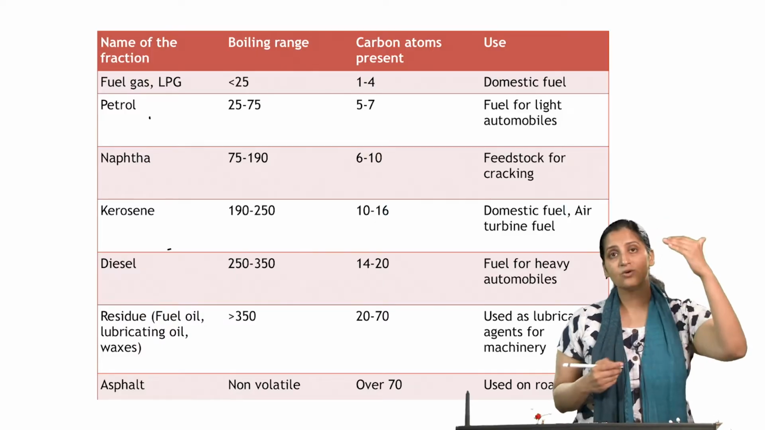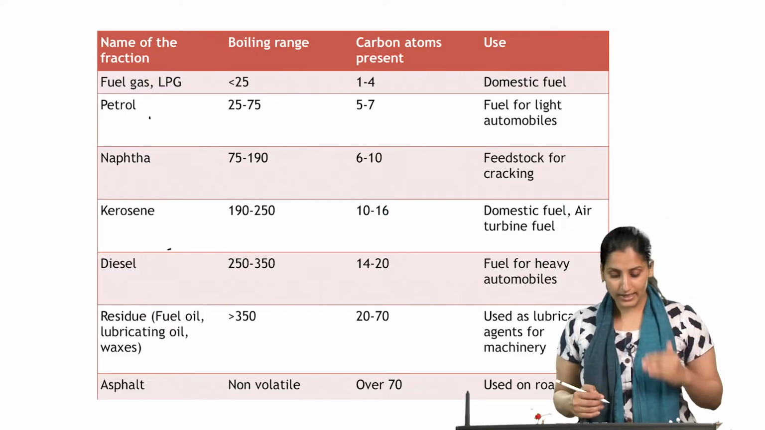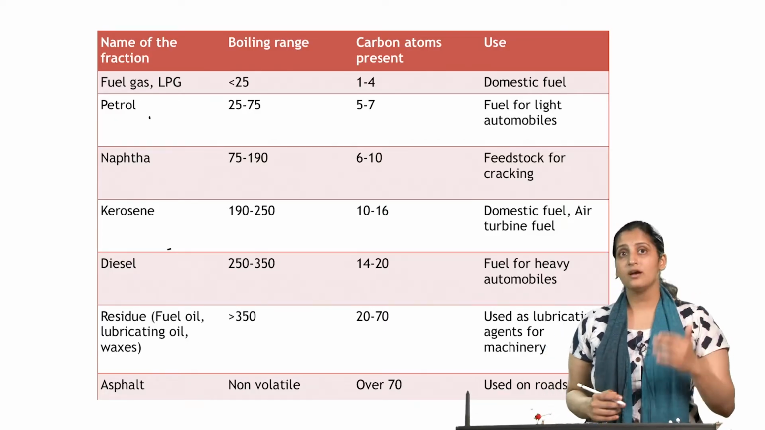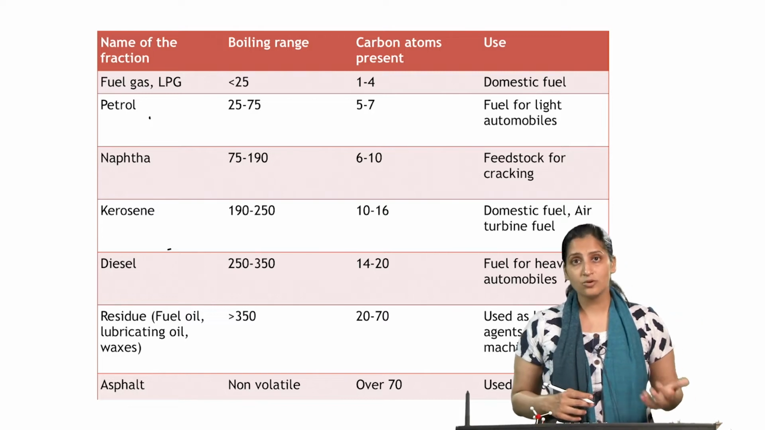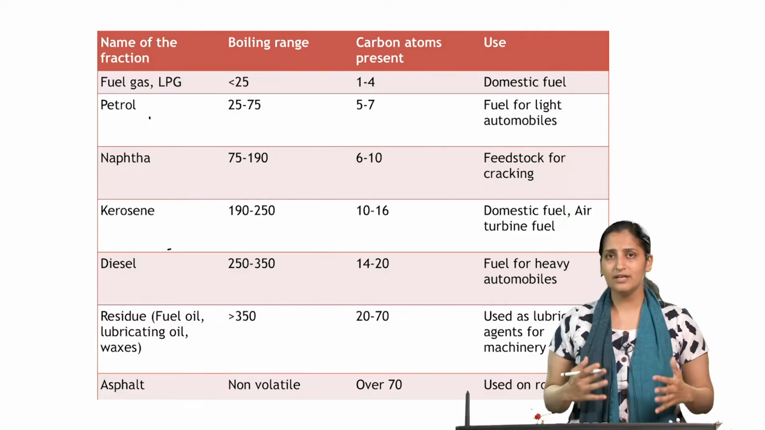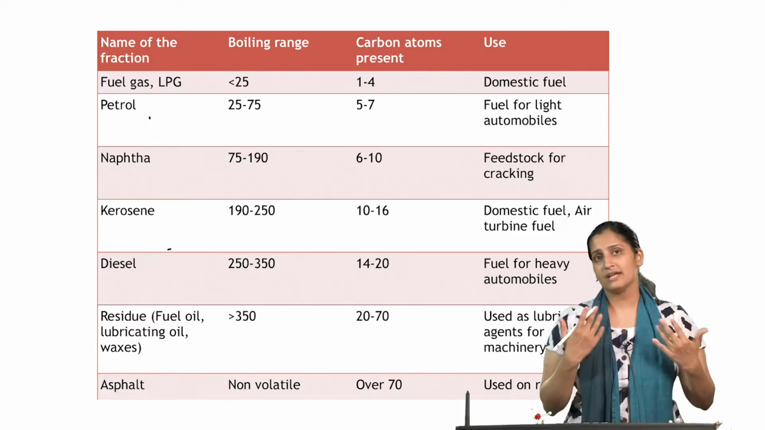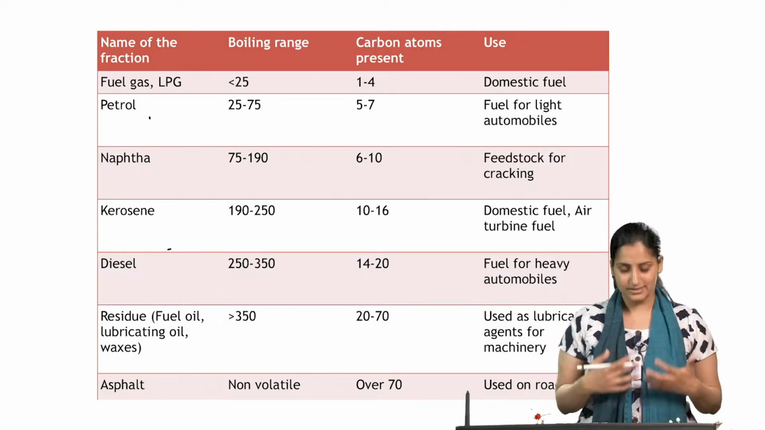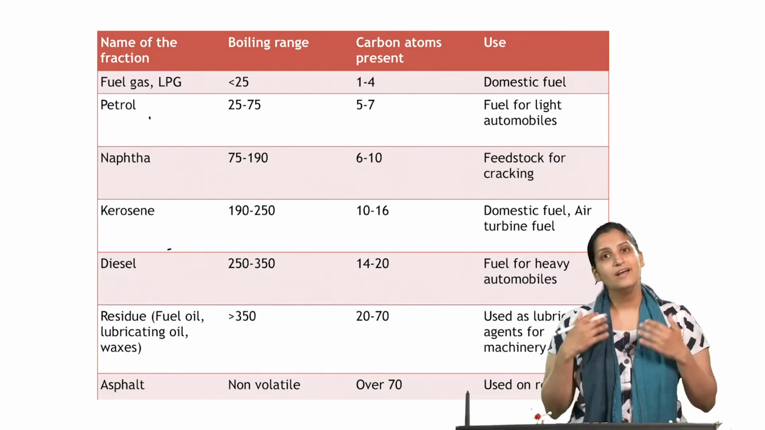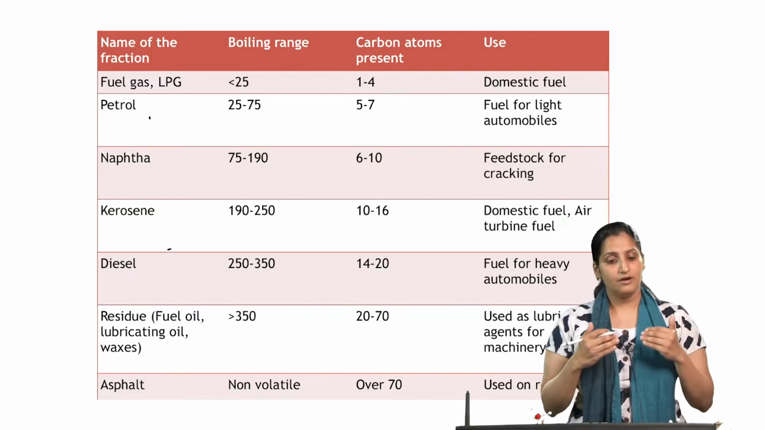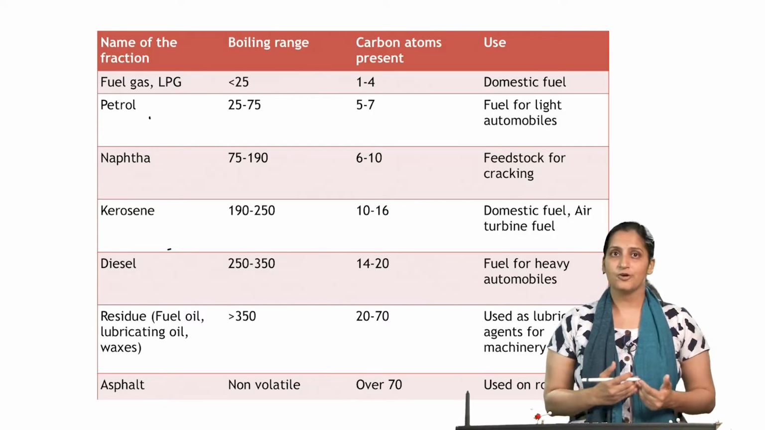As you see, as we go on increasing the carbon atoms present, the boiling range also increases. In fact, asphalt, which is used for making roads, is a highly non-volatile compound. It is very stable and has over 70 carbons in it and does not really boil, does not have a boiling range. So, all of these fractions we get from the refinery of the fossil fuels.